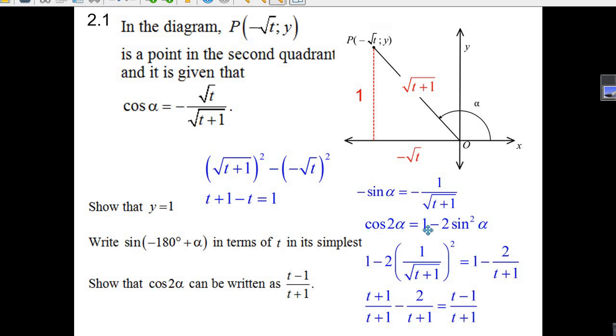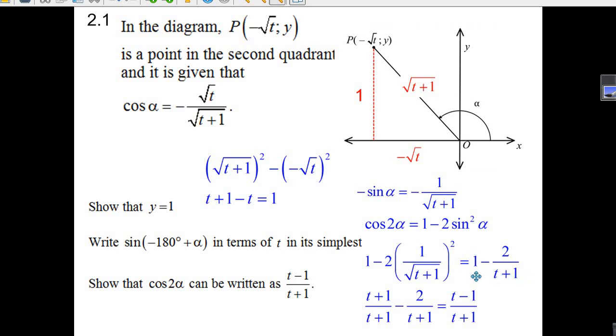So cosine 2 alpha equals this. And that's the first thing. And then, instead of the sine of alpha, put what it is. 1 over root t plus 1 squared. Well, that's going to be your answer. Well, when you square this, 1 times 1 is 1, times 2 gives me 2 in the top. When you square a square root, it cancels it. It's gone, and it's just t plus 1.